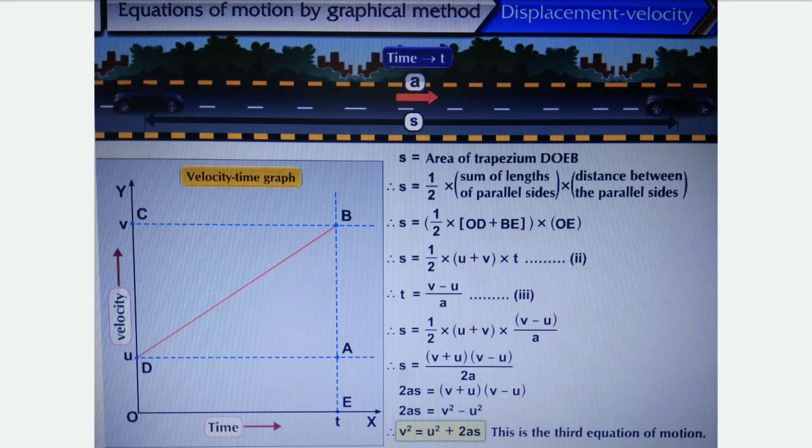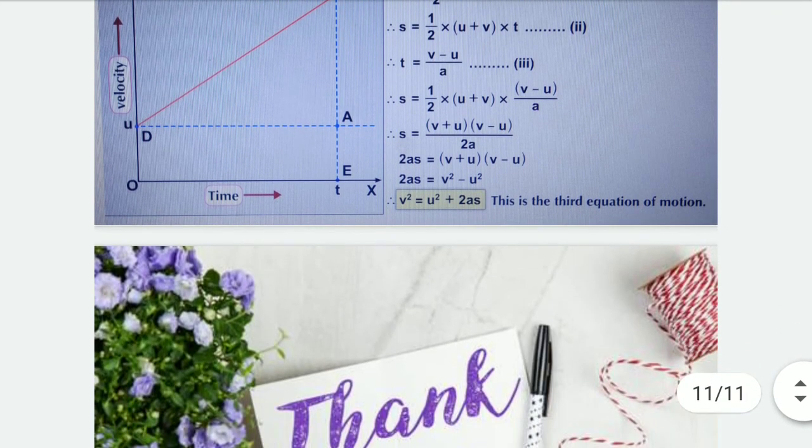Learn the derivation with the help of graph. Write down these three derivations of equations of motion. There are three derivations which we studied today. Write down in your notebook. Read the chapter very carefully.